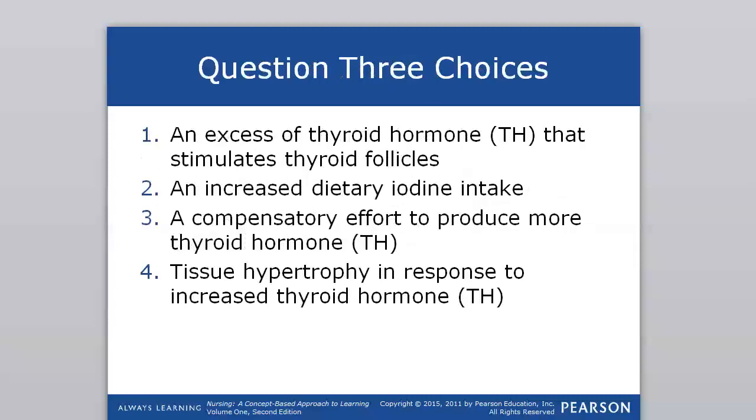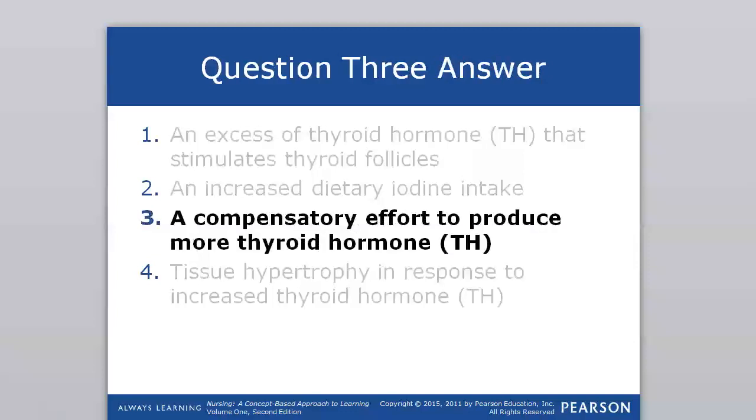Number 1, an excess of thyroid hormones that stimulates thyroid follicles. Number 2, an increased dietary iodine intake. Number 3, a compensatory effort to produce more thyroid hormones. And number 4, tissue hypertrophy in response to increased thyroid hormone. So think about this. Why do goiters occur? And it is number 3, compensatory effort to produce more thyroid hormones.